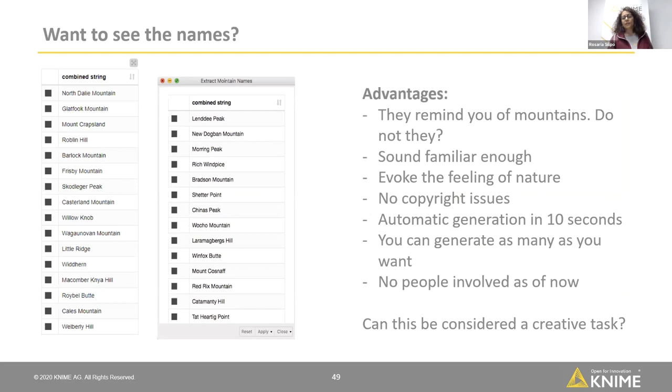You can generate them automatically in 10 seconds, and then you can generate as many as you want, 200, 300, 1,000, and no people have been involved in the generation of these new names. Could this be considered a creative task? I would say it's already quite a creative task, but let's see the next one.